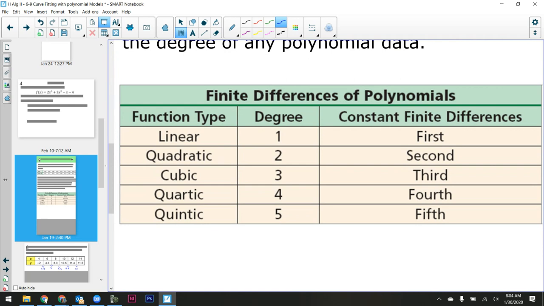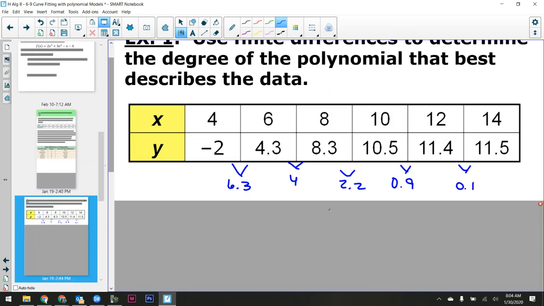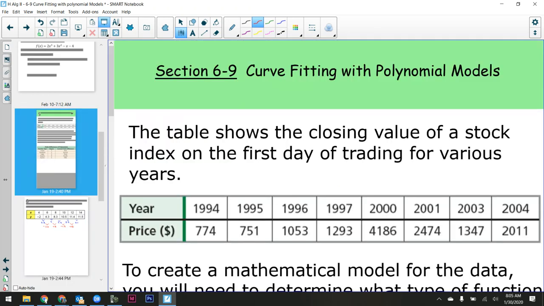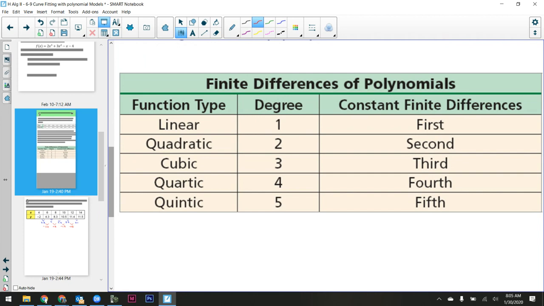If we keep going with that process and find differences within differences, what I mean by that is, what's the difference here? I go down how much? 2.3. What's the difference here? Down 1.8, right? Down what? 1.3? Down 0.8. If those would have been constant, we would have had a constant set of second differences, and the function would have been quadratic.